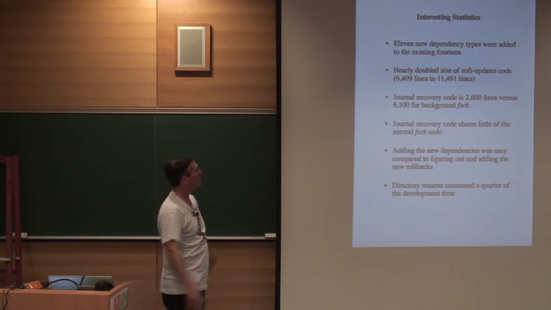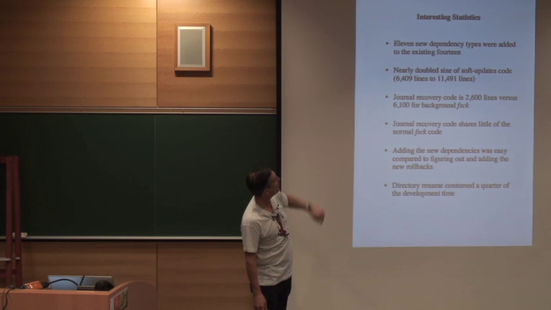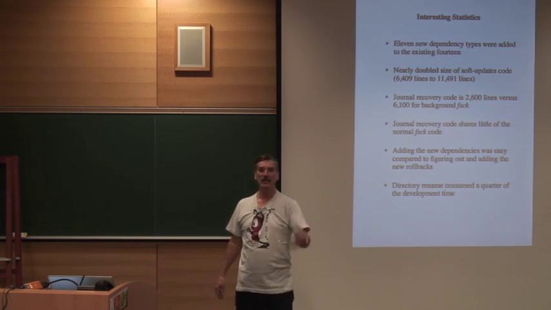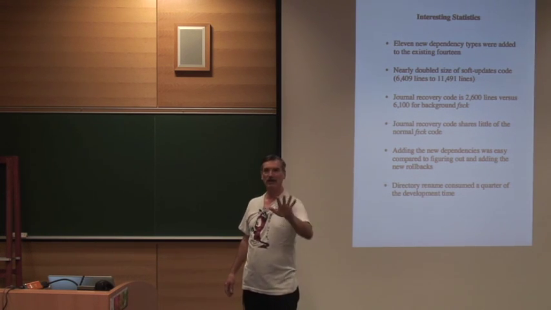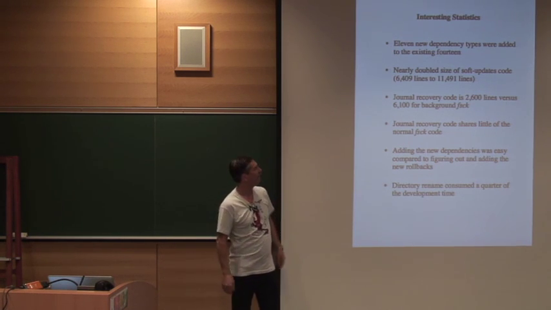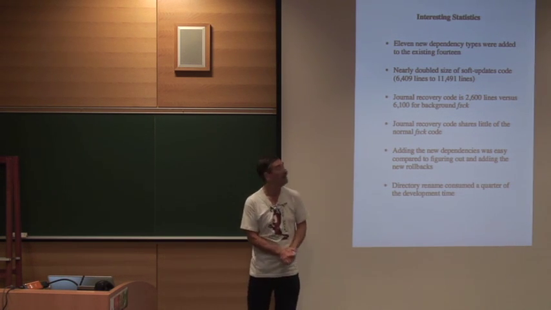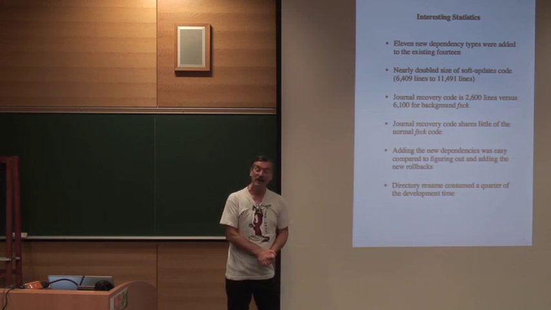OK, so interesting statistics. 11 new dependencies were added to the existing 14. So we originally had 14 dependencies. There's 11 new ones that got added for journaling. I'm sure you're desperate to know what they all are, and you can read the paper. They are all explained in the paper. If you make it all the way to the end of the paper, send me a piece of email.